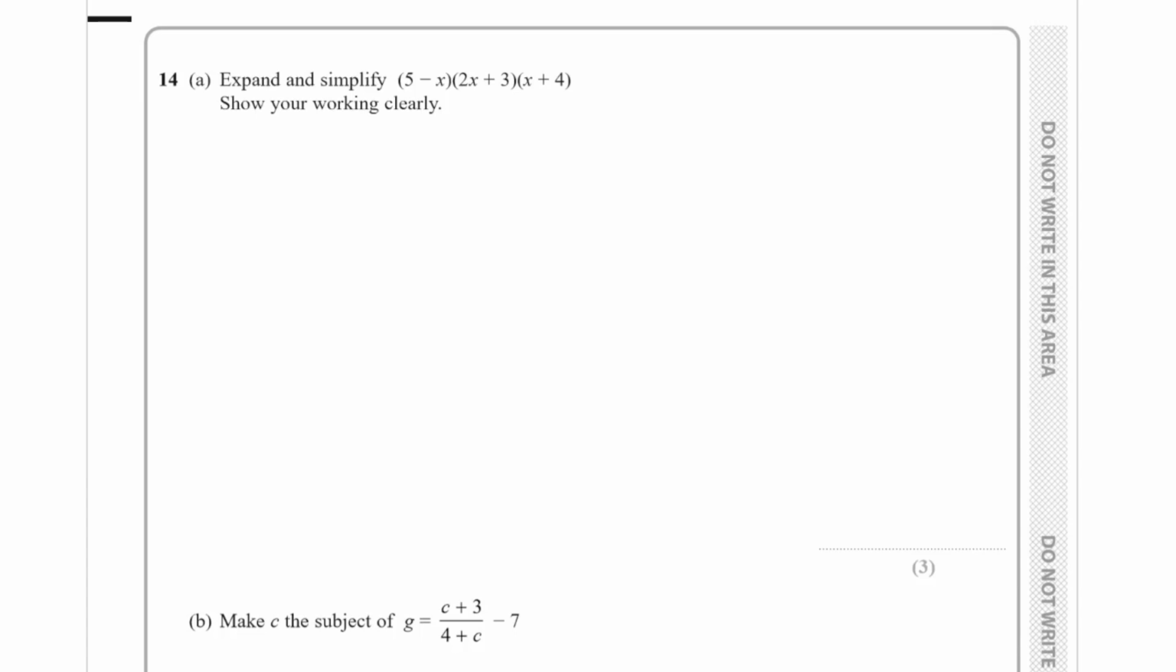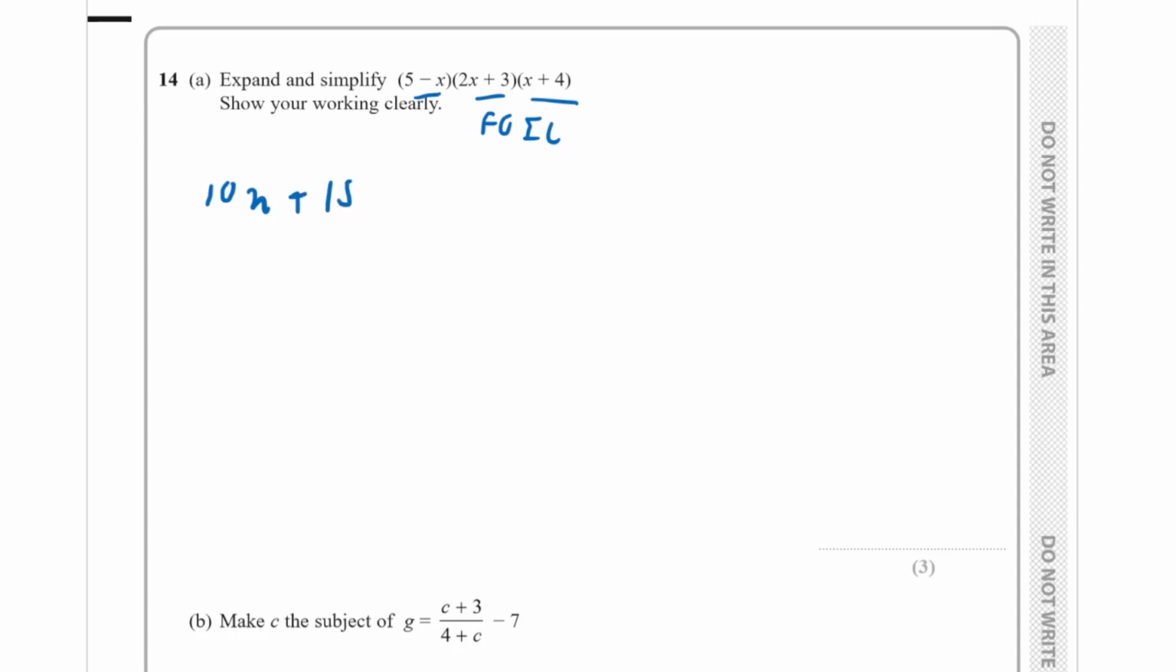Question 14. Expand and simplify (5 − x)(2x + 3)(x + 4). We're going to be using the FOIL method, where F stands for first, O stands for outside, I stands for inside, and L stands for last. Let's get started. 5 times 2x is 10x. 5 times 3 is 15.